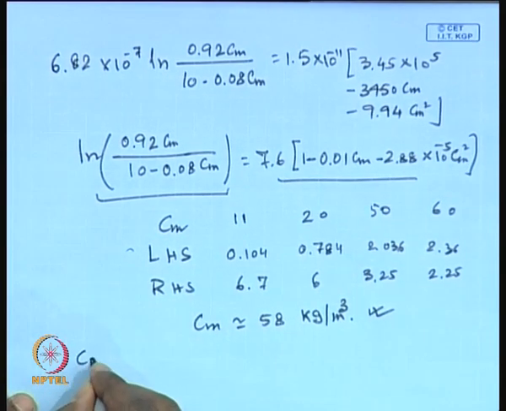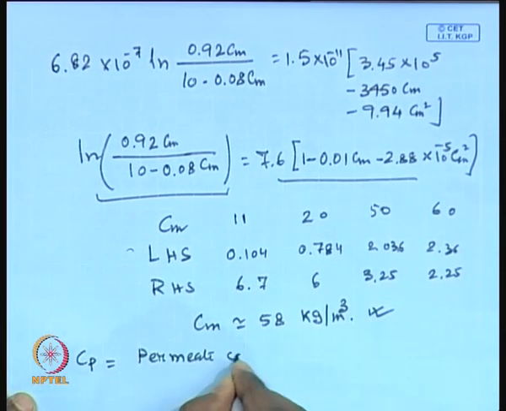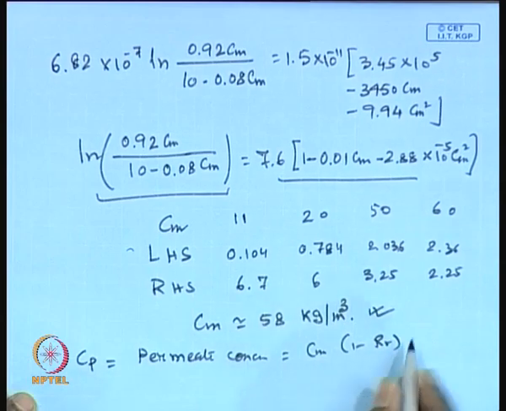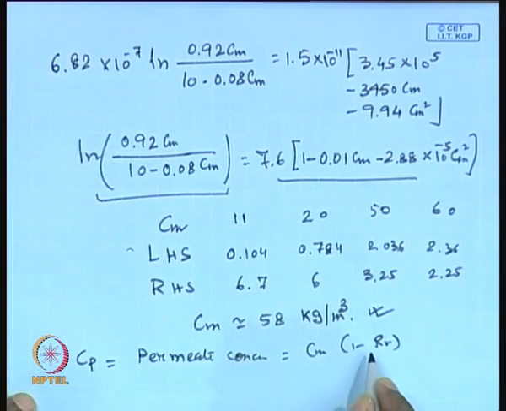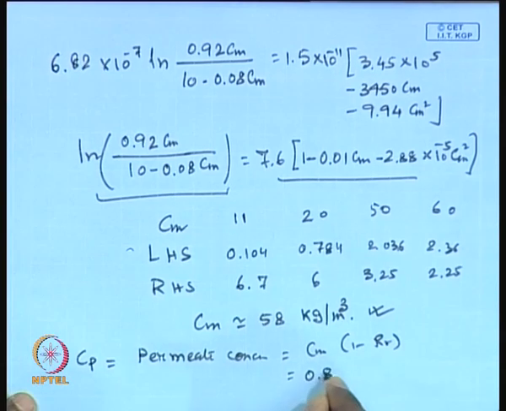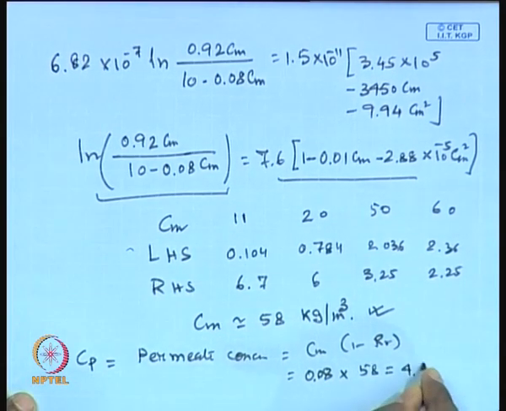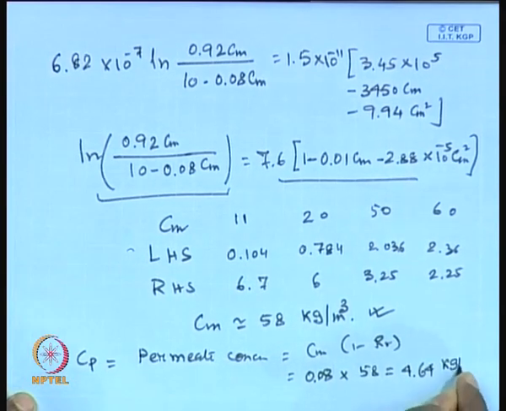Okay. So, for this particular problem the value of Cm will be 58 kg per meter cube and the permeate concentration Cp becomes Cm into 1 minus real retention, and the value of real retention is 0.92. So, it becomes 0.08. Okay. So, it becomes 0.08 into 58 and that turns out to be 4.64 kg per meter cube.